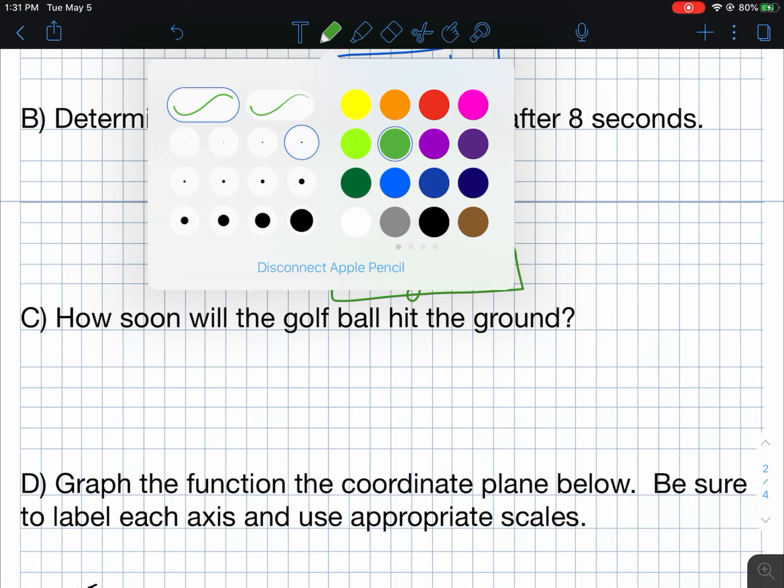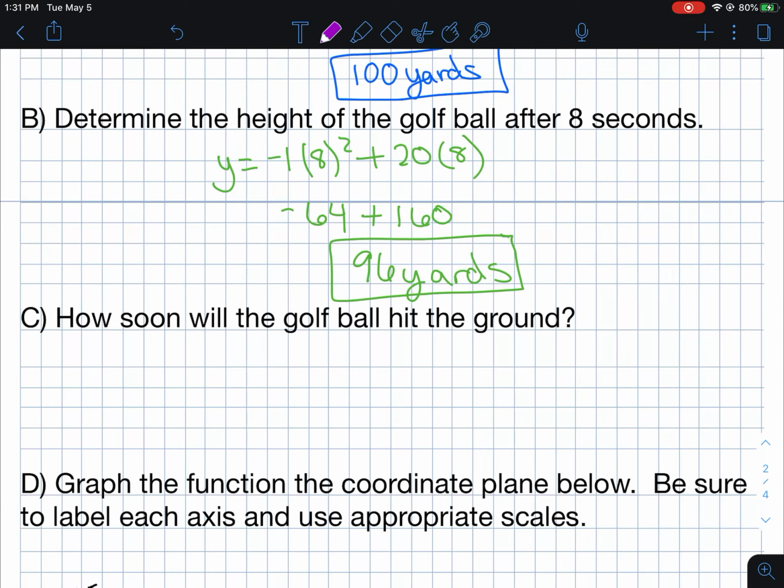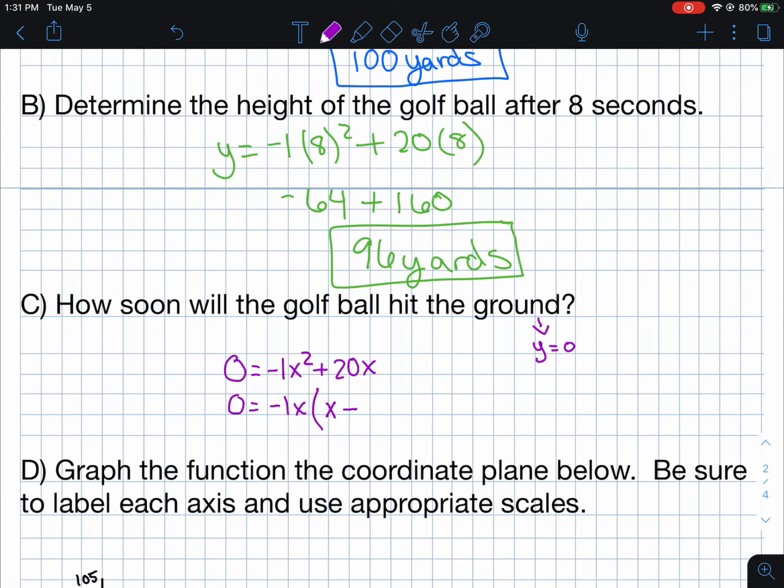And then my last one here, let's do it in purple. All right, so how soon will the ball hit the ground? Remember, ground is when y equals 0. So in my equation, I'm going to have 0 equals negative 1x squared plus 20x. So we're going to, again, factor out a negative 1x, which means divide it. So negative 1x squared divided by negative 1x is going to give me positive 1x. And then 20x divided by negative 1x is going to give me negative 20. So now I'm going to set these equal to 0 and solve them.